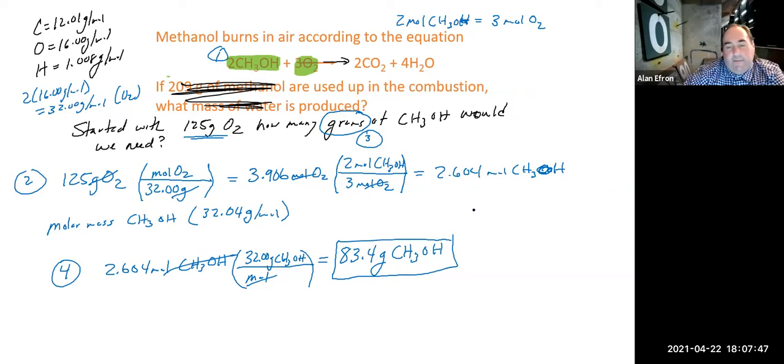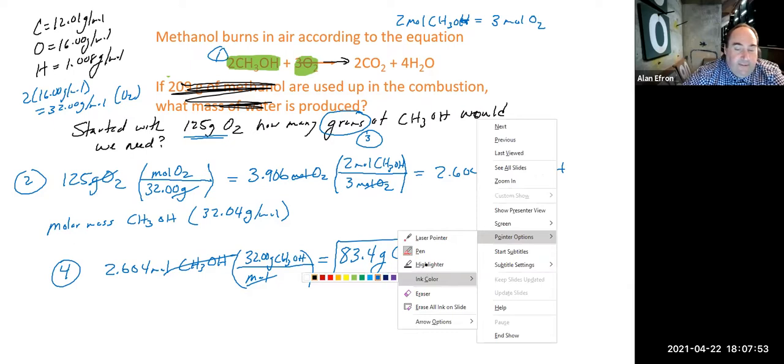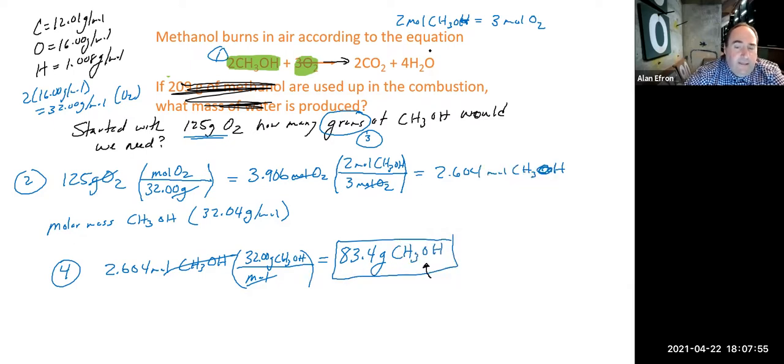A couple of things. This is not a yield, right? Just because we calculated something, this is not a yield. A yield is only on the product side. Obviously that's not a product, so it wouldn't be considered any type of yield. But basically what that number means is if you want this reaction to occur and use up all of your 125 grams of oxygen, you need to dump in there 83.4 grams of methanol.